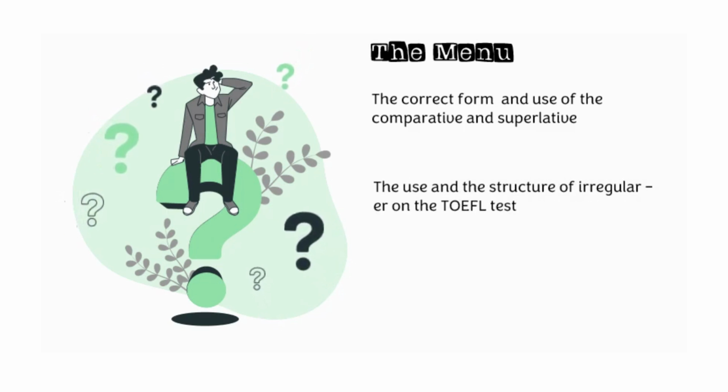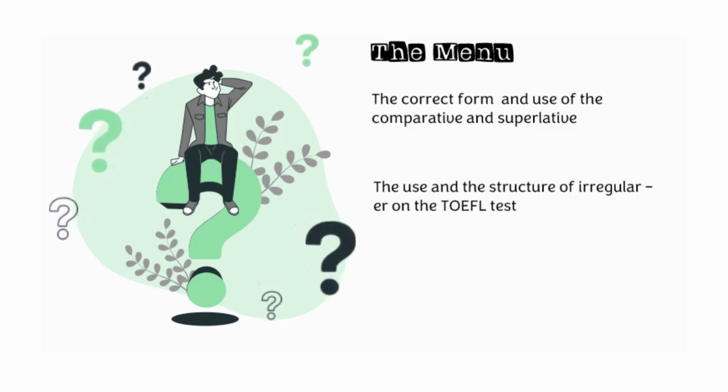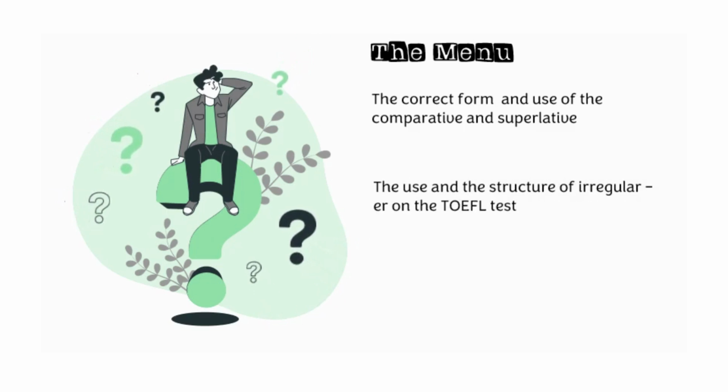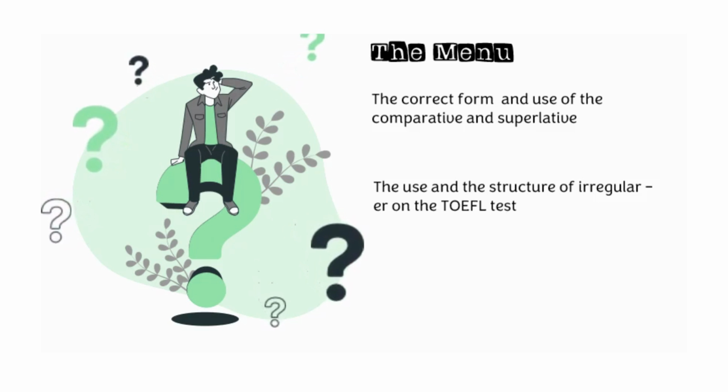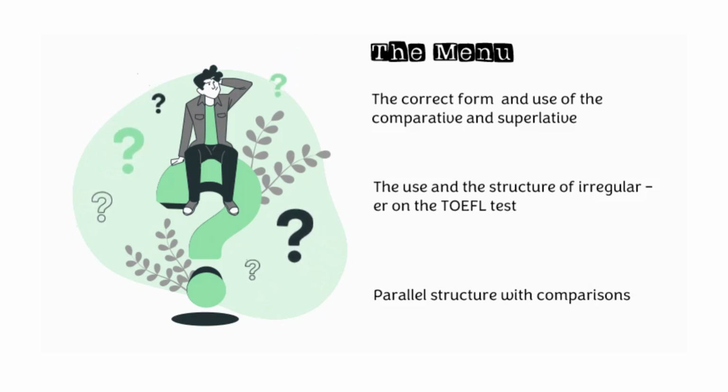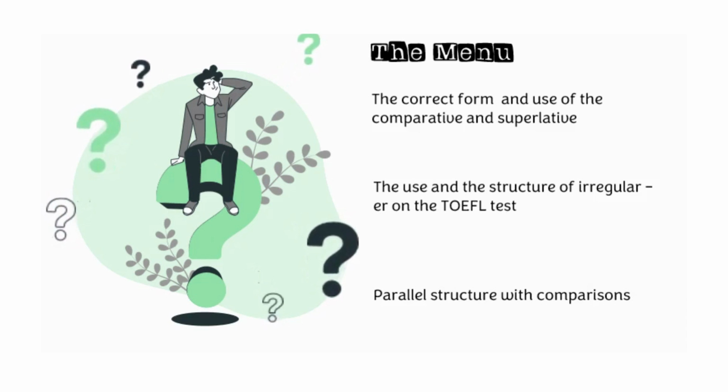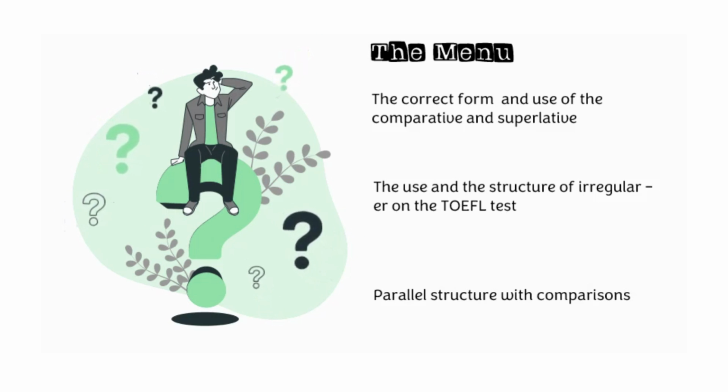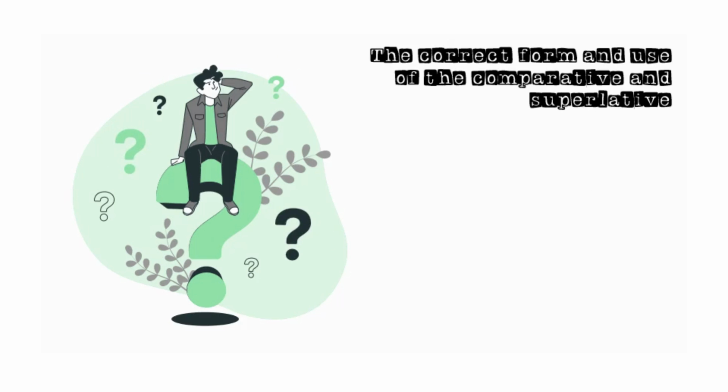We are going to study the use and the structure of irregular -er on the TOEFL test and the parallel structures with comparisons. Okay, so let's talk about the first topic, that is the correct form and the use of the comparatives and superlatives. Now, please take a look at the example below.